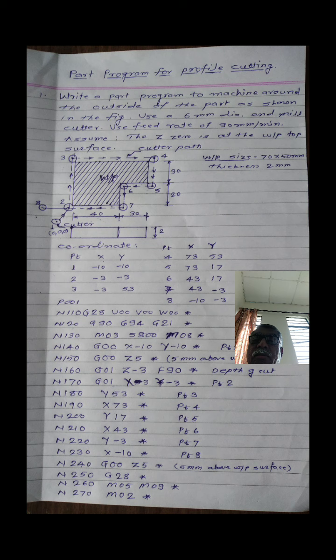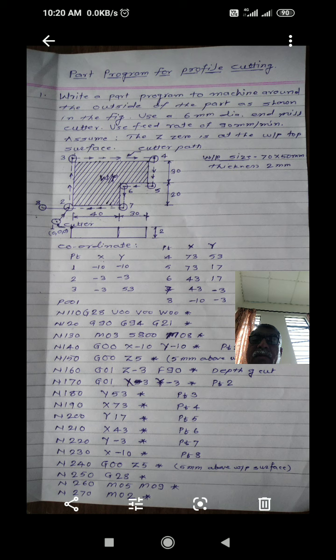What is the x coordinate? 40 plus the radius of the cutter. 40 plus 3, therefore 43. The x coordinate is 43. The y coordinate remains the same, 17. Then find out the coordinates of point 7.